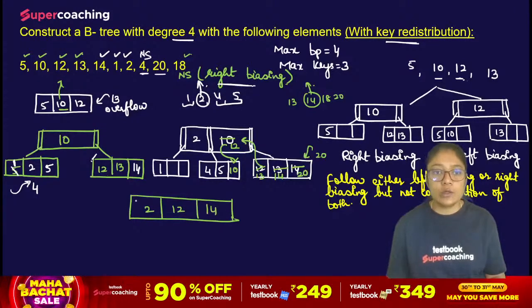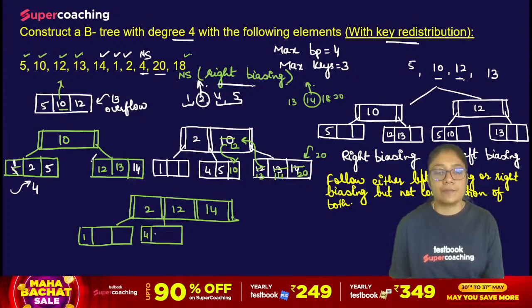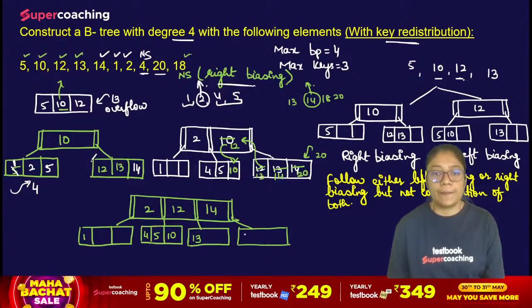You can try this without key redistribution and calculate the number of levels and the number of node splittings. So finally, the final tree is: here is 1. Here we'll be having 4, 5, 10. Here we'll be having the element 13 only. And here we have the elements 18 and 20.